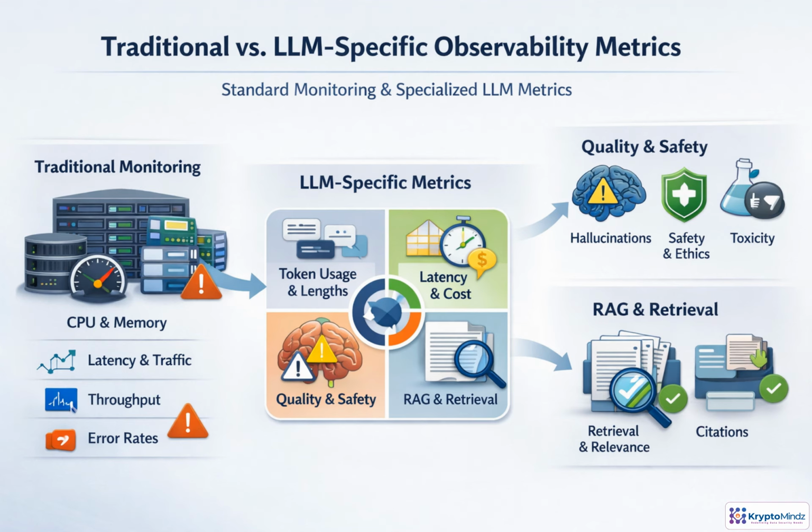A production LLM app still needs the fundamentals: CPU, memory, traffic, latency, throughput, and error rates. Those show whether the service is healthy, but they do not show whether the model is behaving well. For that, track tokens, prompt and completion length, model latency, provider errors, and cost per request. Then add quality signals like hallucinations, refusals, groundedness, toxicity, and user feedback. In RAG systems, retrieval latency, source relevance, recall, reranker scores, and citation coverage are just as important.